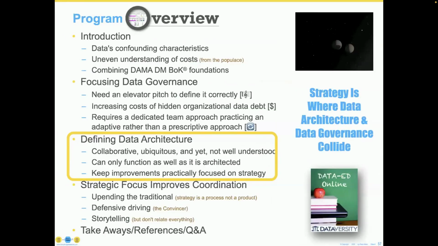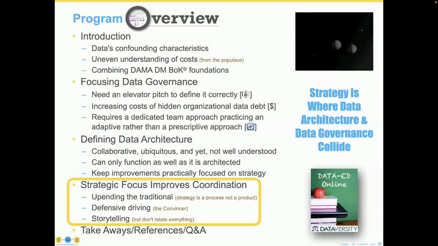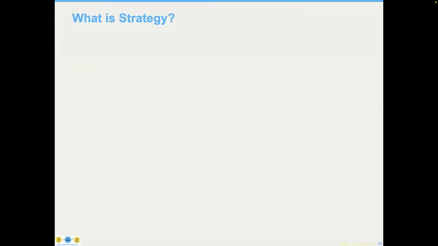So we've focused on data governance. We've focused on data architecture. Now let's see what we can talk about as far as looking at organizational focus, how to use these two powerful practice areas together. And once again, that's an idea that we go back to the concept of strategy.